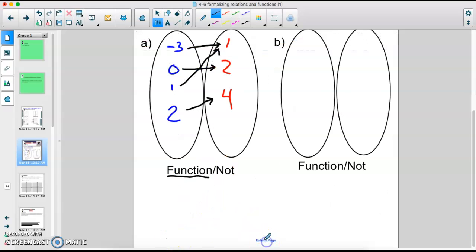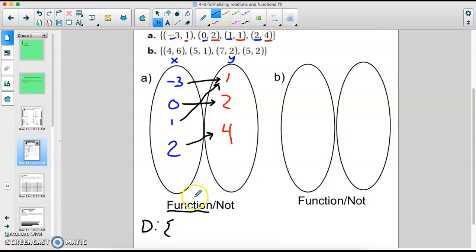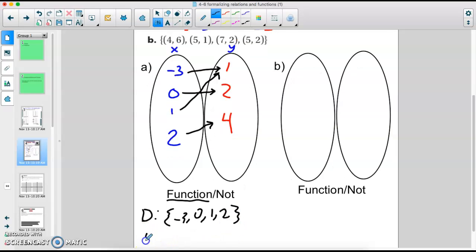And now let's write the domain and the range. So for the domain, we do a little bracket, just like these brackets. I can't draw brackets, so bear with me. I do squiggles. We list out all the x values, so everything in the x oval. So -3, 0, 1, 2. Again, you don't need to duplicate numbers if there is a duplicate number. And then we got our range, which is a bracket, that's a terrible bracket, 1, 2, and 4.